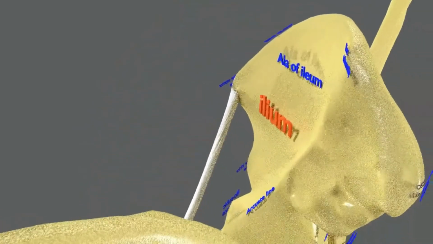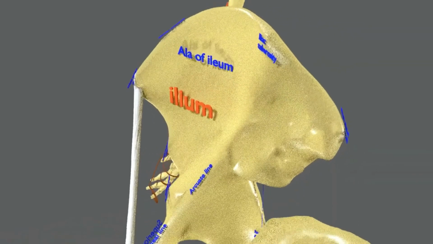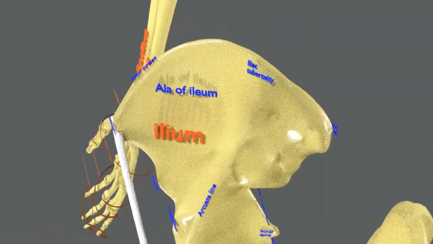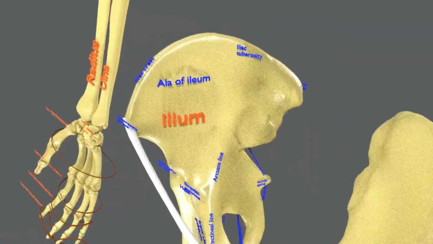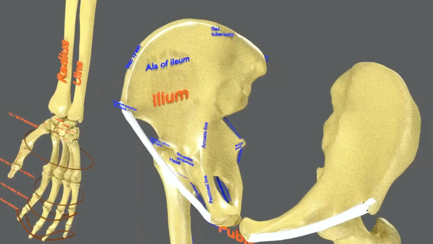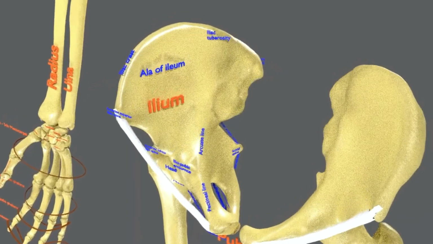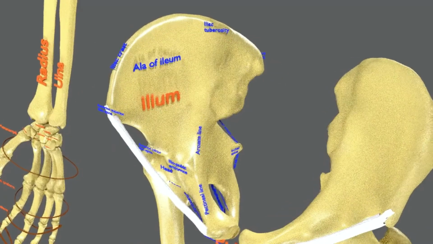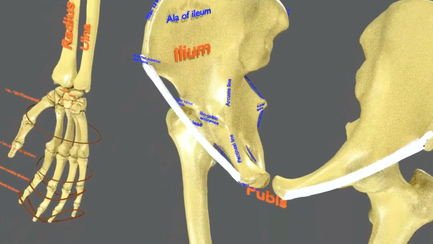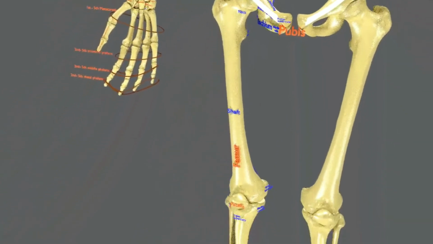So viewers, with this we come to the end of description of the bones of the lower limb and upper limb along with some part of their girdles. Hope this video would have added something to your knowledge about the anatomy of bones of upper and lower limb.